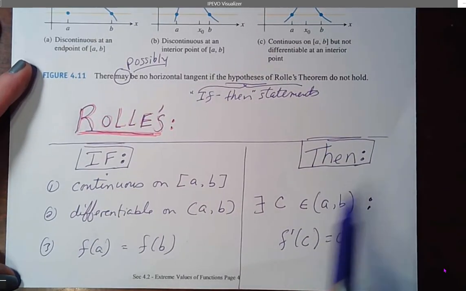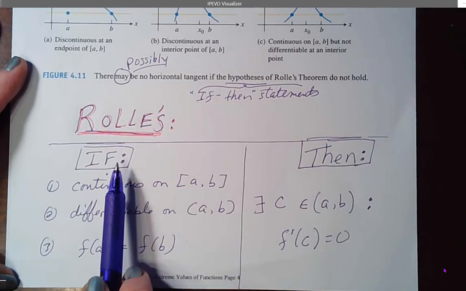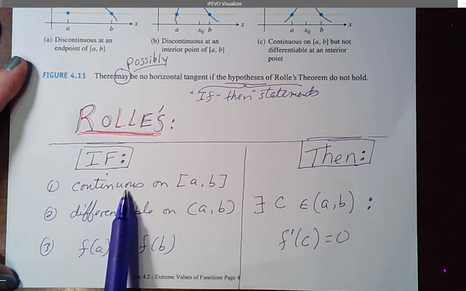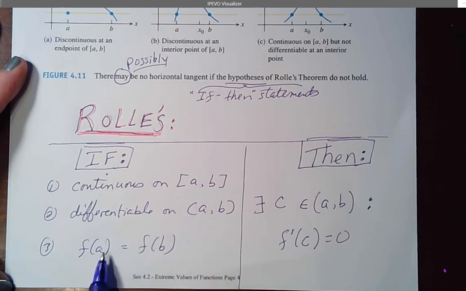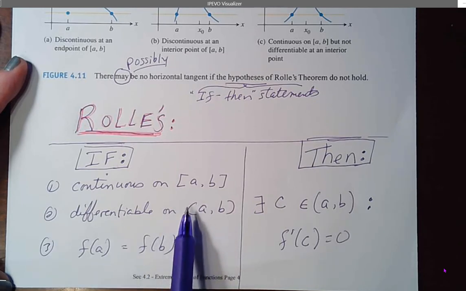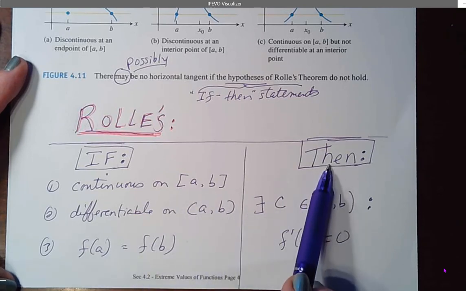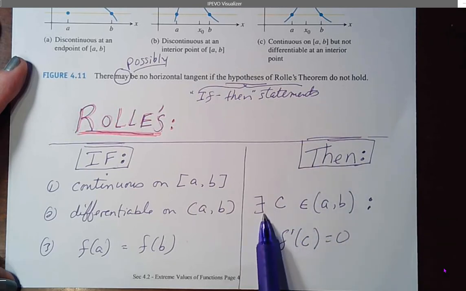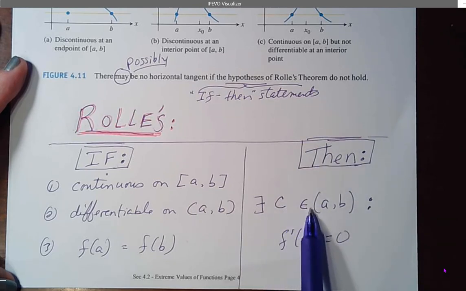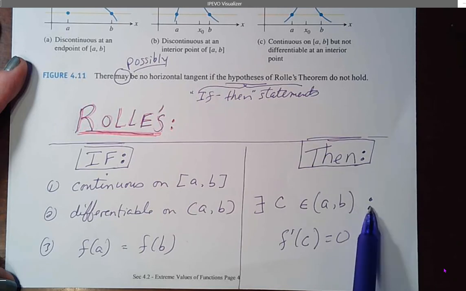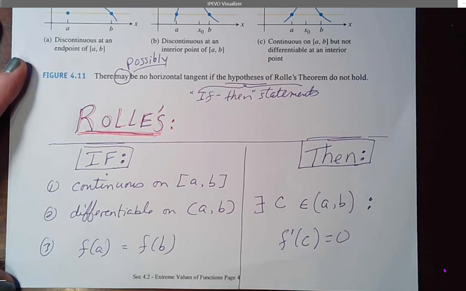So here I made some notes you might want to jot down because it summarizes what I just said. Here's Rolle's theorem. If your function is continuous on the closed interval, differentiable on the open interval, and if f of a equals f of b, which means on this interval, your y values, remember these are x values, your y's are the same, then the result is there exists a c that's an element of the open interval (a, b) such that f prime of c is 0. That's what Rolle's guarantees us.